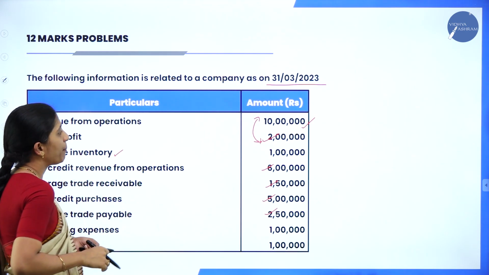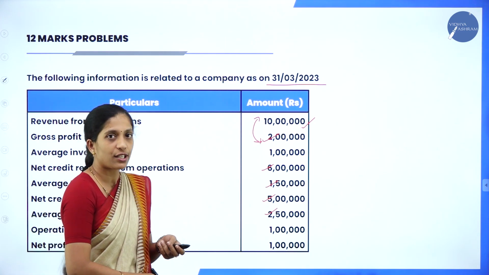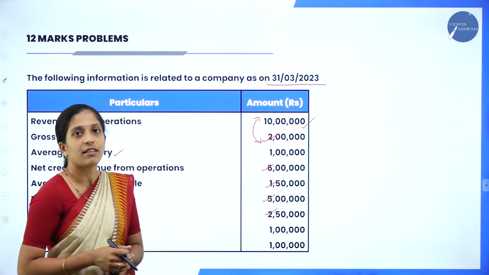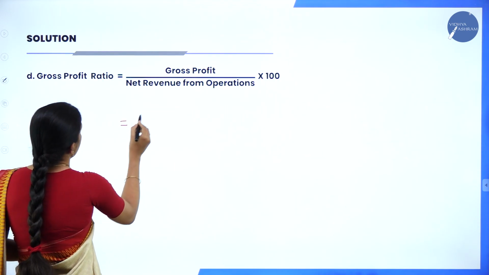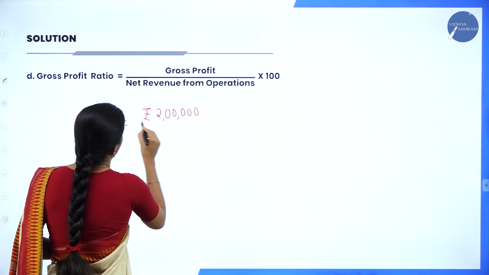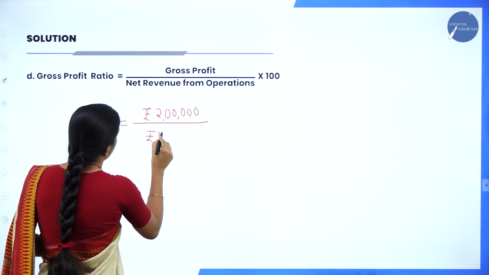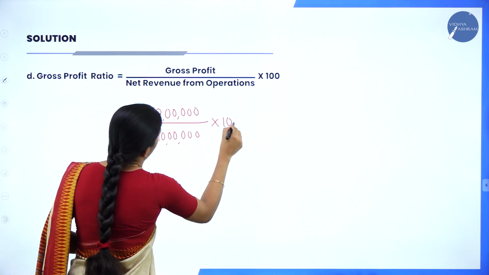How do we have to apply? Gross profit divided by net revenue from operations into 100. So it will be 2 lakh divided by 10 lakh into 100. So rupees 2 lakh divided by rupees 10 lakh into 100.